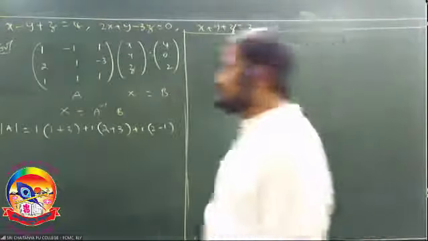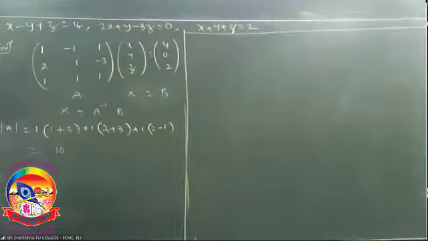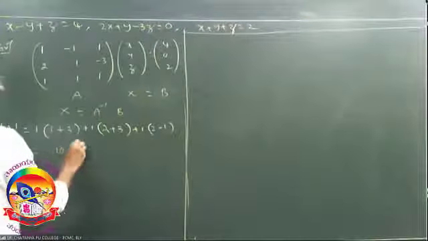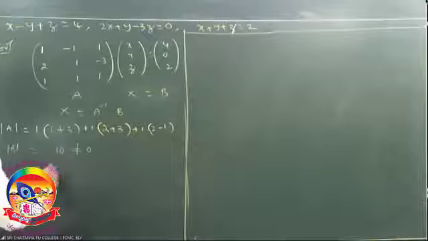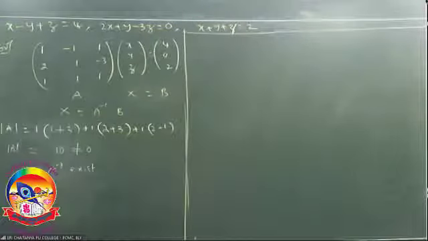I think that the determinant, that means delta value, is equal to 10, right? Which is not equal to 0. Okay. Delta is equal to 10, which is not equal to 0. Therefore, you should write A inverse exists. Am I right? After that, find out each and every cofactor.